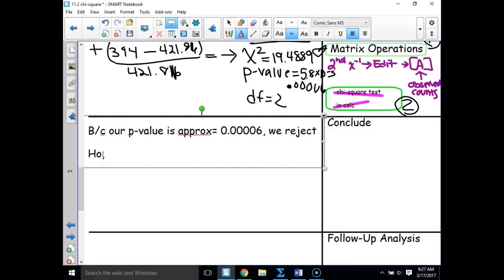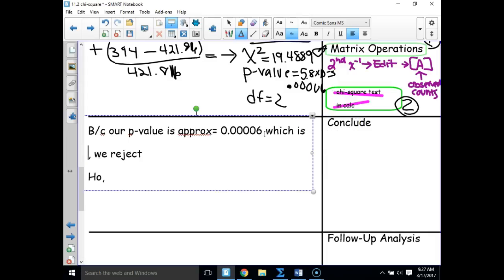We do have alpha. So I probably should have said that our p-value is less than alpha equal to 0.05. We reject H naught.